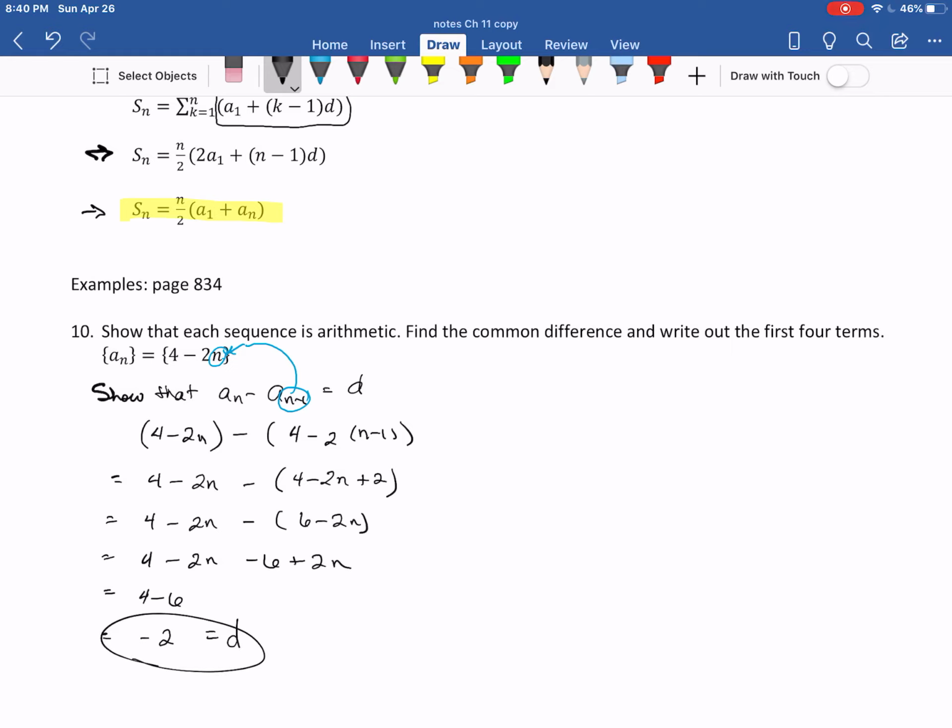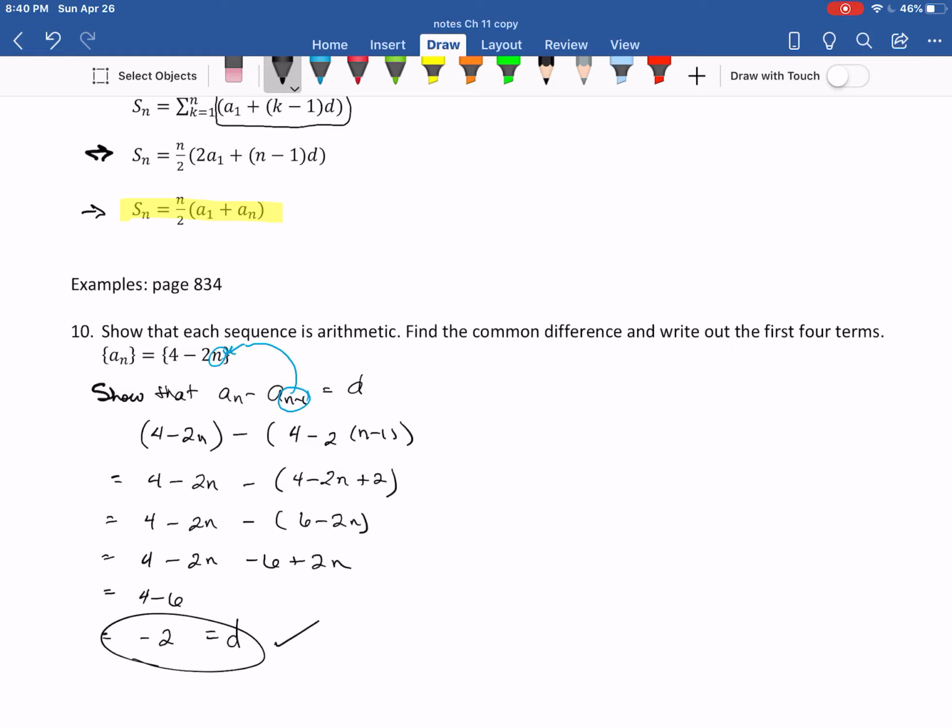Okay, so that's a way to verify that your sequence is arithmetic, or to prove that it's arithmetic, or even just to see if it is, right? Maybe we didn't know that it was going to be arithmetic. Well, this shows you that it is, and the common difference is equal to negative 2. So that was the first part of this question. The second part says find the common difference. Done, just got it. And now we want to write out the first 4 terms.